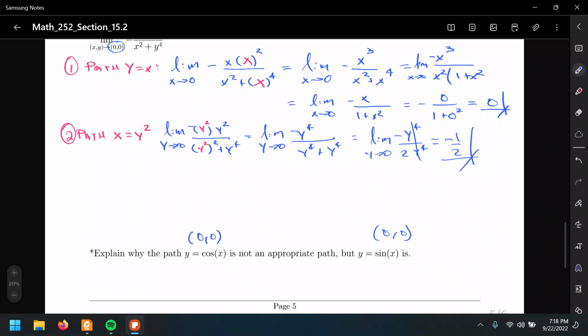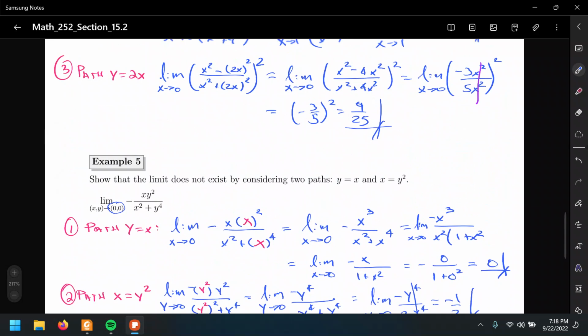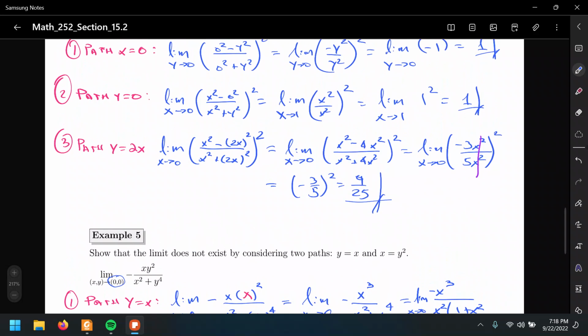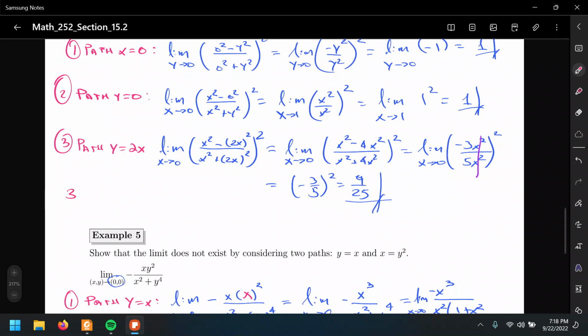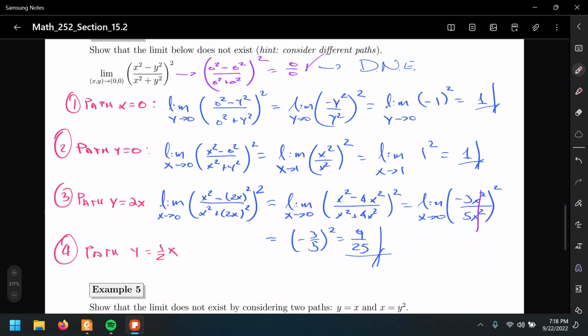Now, coming back to Kyle's question. Can you just choose your favorite path? Well, Kyle mentioned, let's call it 4, path y equals 1/2 x. Well, we want to approach the point 0, 0. Is the point 0, 0 on the graph of y equals 1/2 x? Yes, right? So that's why this is appropriate.